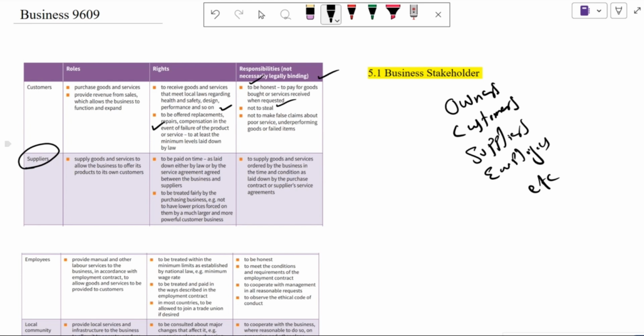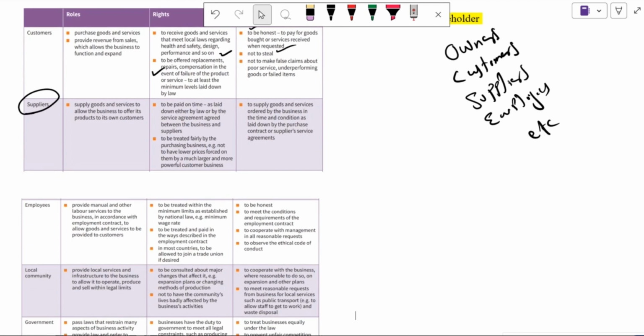These are the responsibilities which are not legally binding. Keep in mind, this is something we are just talking about ethically. Employees are obviously the main players that work inside the organization. They provide manual and other labor services in the business, and accordingly they work hard to make a product. So this is the role they play inside the organizations.